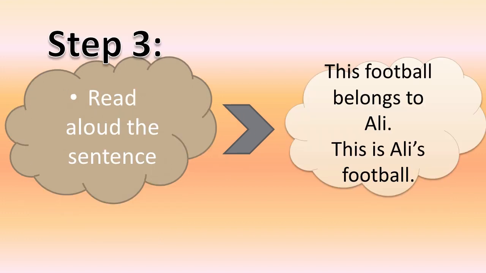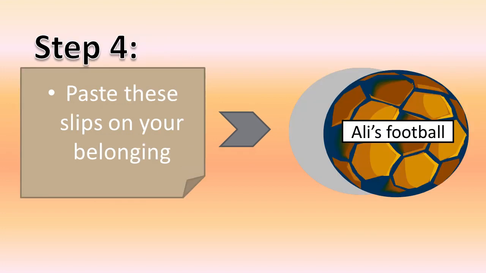Step 3. Read aloud the sentence. For example, this football belongs to Ali. This is Ali's football. Step 4. Paste these slips on your belongings, as shown in the picture, where you have just pasted the slip with the help of glue on a football. This would help you to recognize your own belongings.